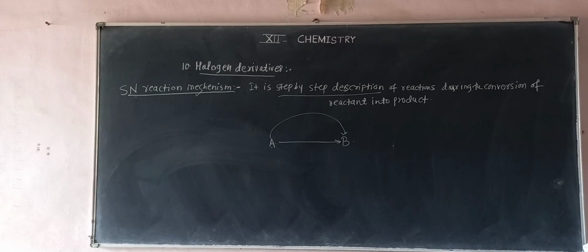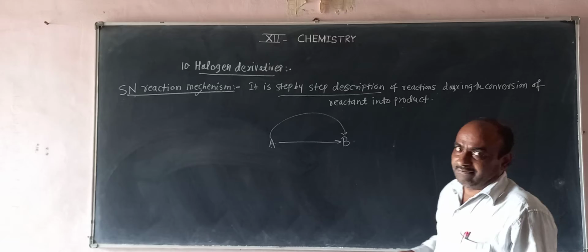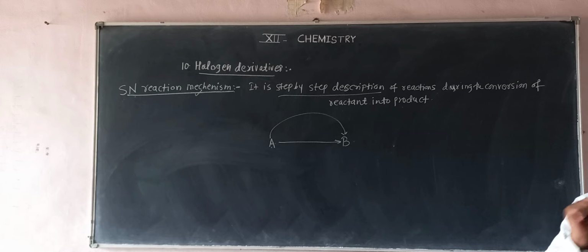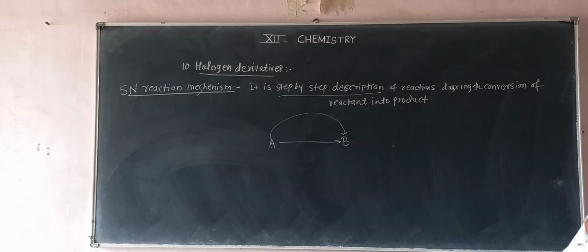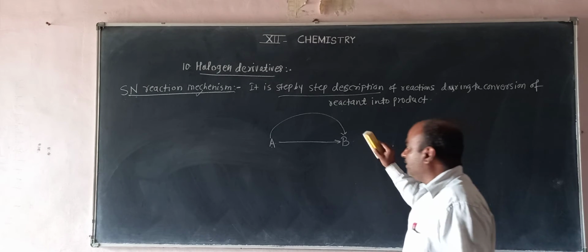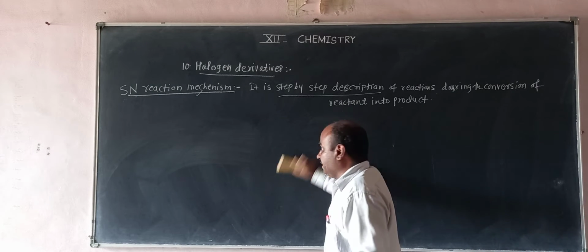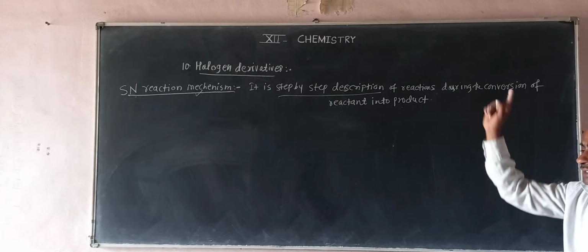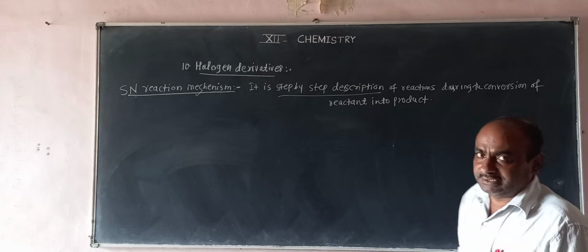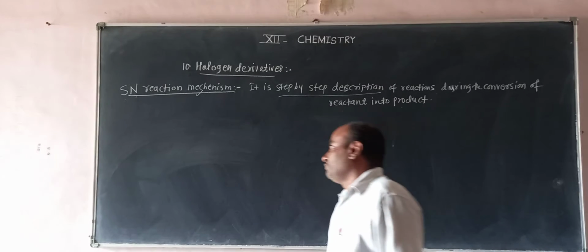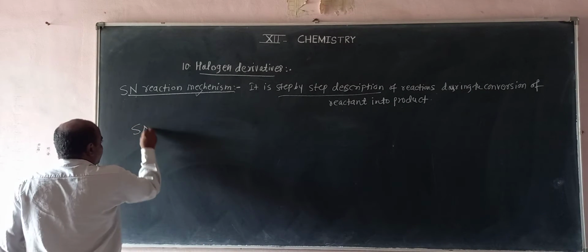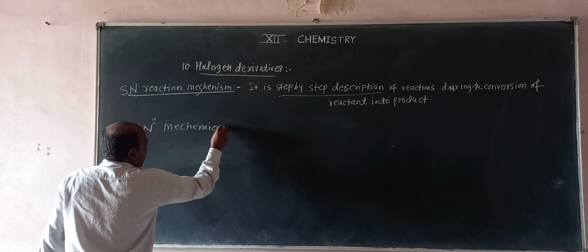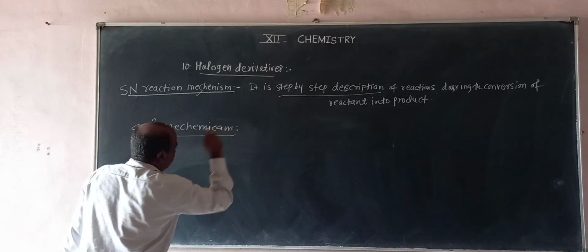Now, on the basis of the kinetic study or kinetic experiment, you know that kinetic experiments are useful to measure the rate of a chemical reaction. So on the basis of the rate of a chemical reaction, the kinetic study of the chemical reaction, there are two types of mechanisms. One is the SN1 mechanism and another is the SN2 mechanism. First we discuss the SN2 mechanism, and then we discuss the SN1 mechanism.